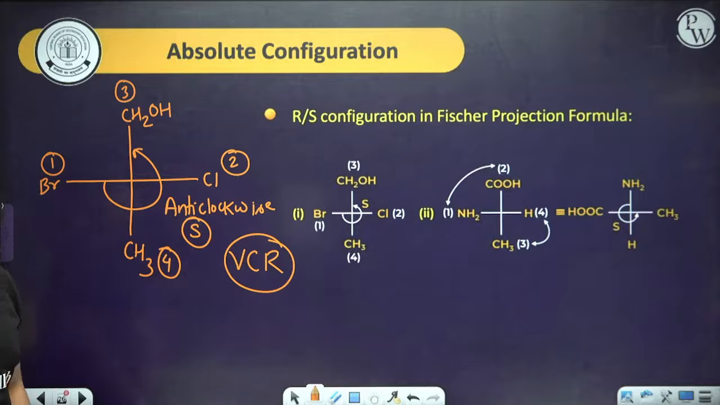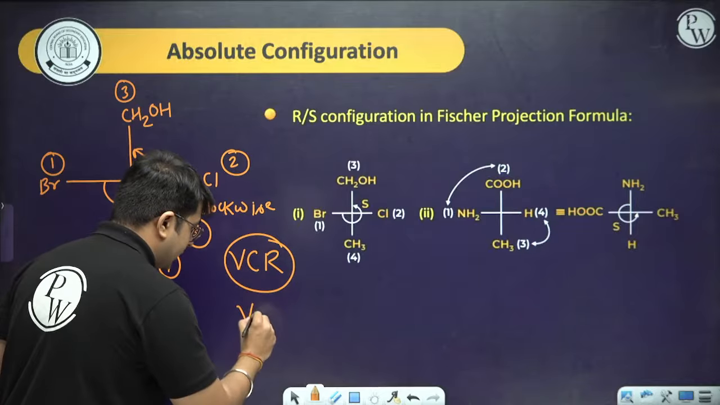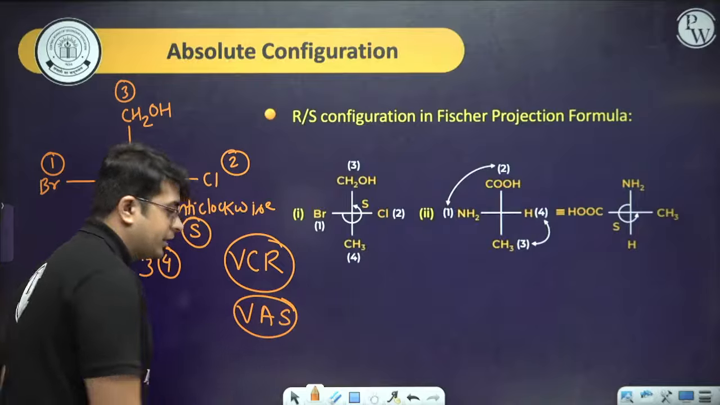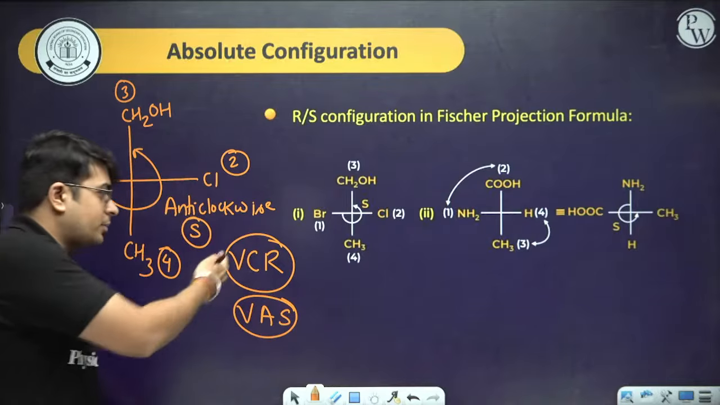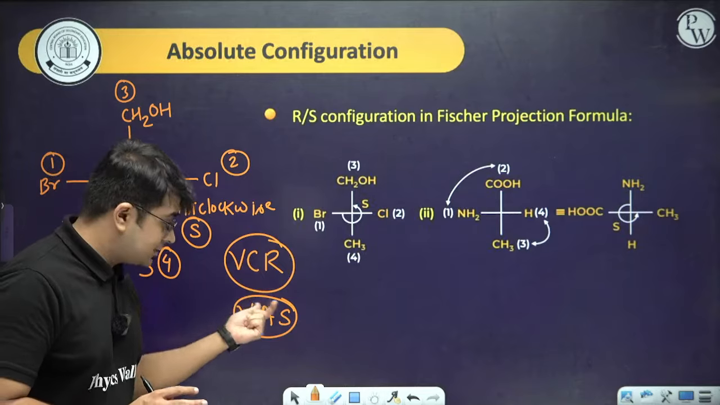Just have a look at it. So if this is VCR, so vertical anti-clockwise S. So it should be VAS. Okay, remaining part is going to be same. Vertical, if it is clockwise, then R. If it is anti-clockwise, then definitely it is S.